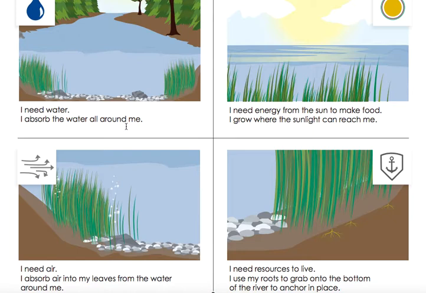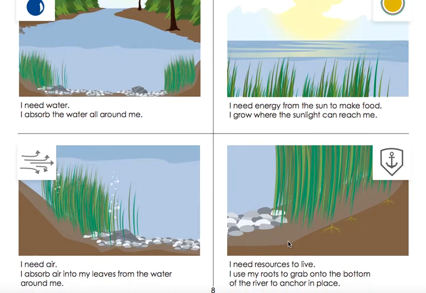I need air. I absorb air into my leaves from the water around me. I need resources to live. I use my roots to grab onto the bottom of the river to anchor, or to stay in place.